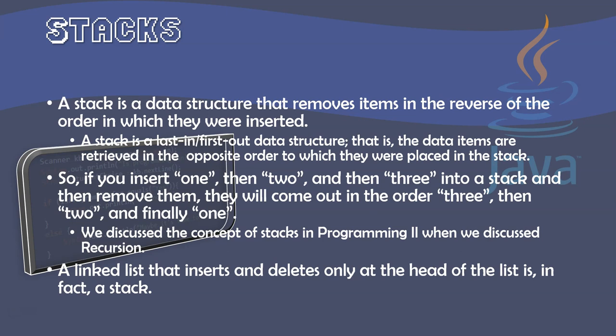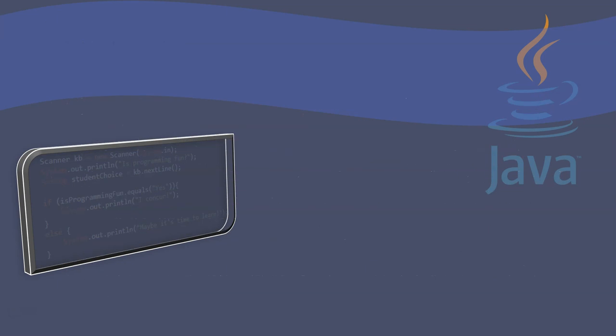It's going to insert and delete only at the head of that list, and that linked list, therefore, is in fact a stack because it's working the same way. We've seen this when we've run our code and put items onto a list, and then when we print them off, you'll see that that list is in reverse order.